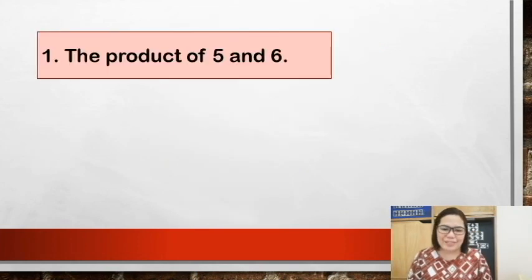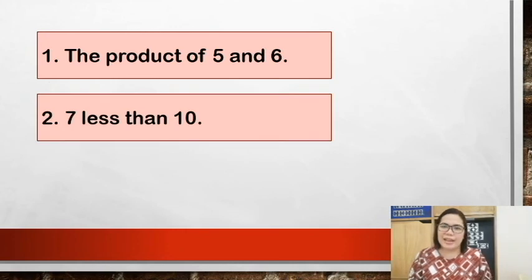Okay, are you ready? Let us have one. So find the product of 5 and 6. Okay, when you say product, unsa nga operation ang gamiton? 7 less than 10. Pila man?